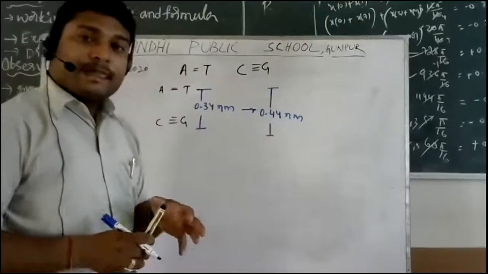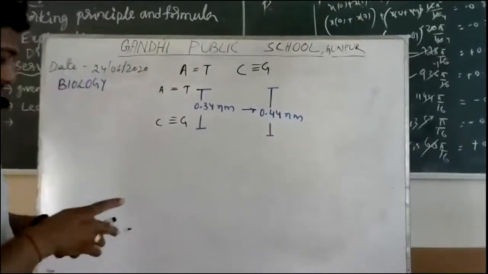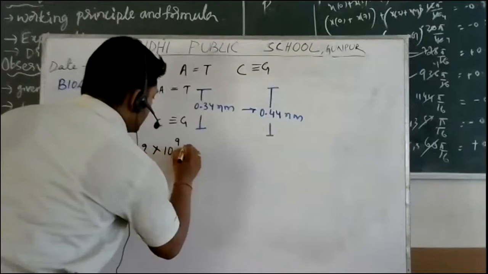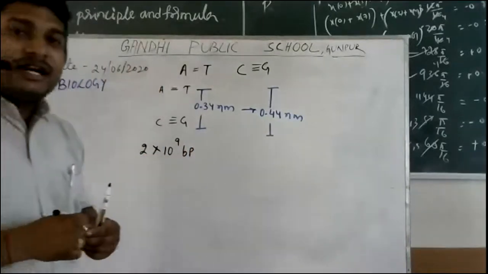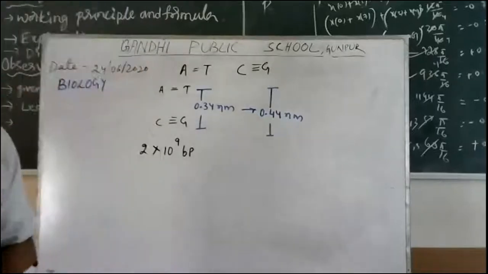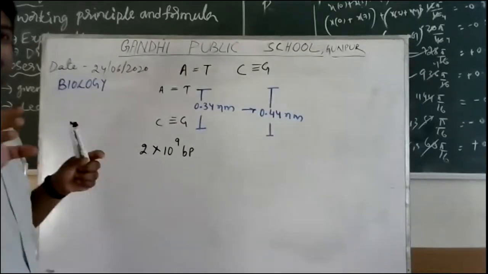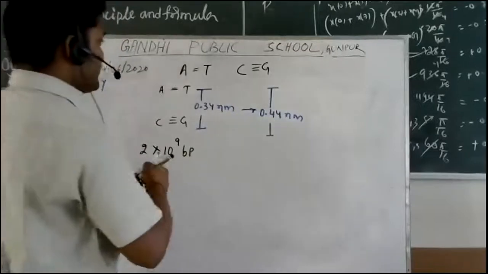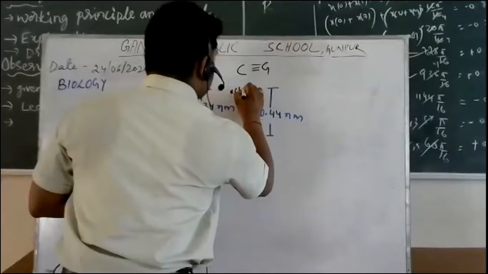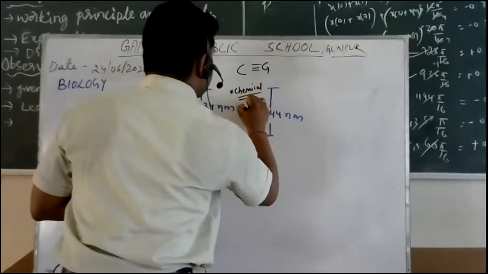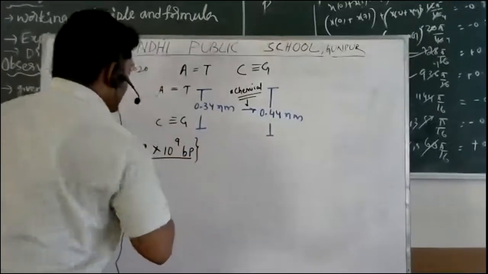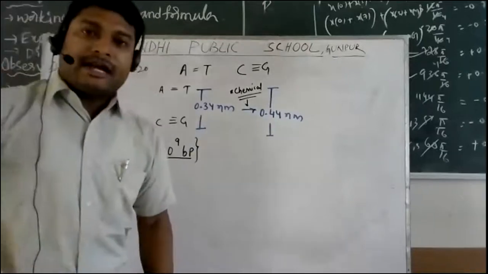Now the question is, if the DNA has a total of 2 into 10 power 9 base pairs, what is the length of the DNA? They're asking the length of the DNA when we have a saturating amount. Saturating amount means we have enough of this particular chemical. So we are treating with a chemical, right? When we have a sufficient amount of this chemical, what will be the length of the DNA if the number of base pairs is 2 into 10 power 9? Can anybody try to answer this?